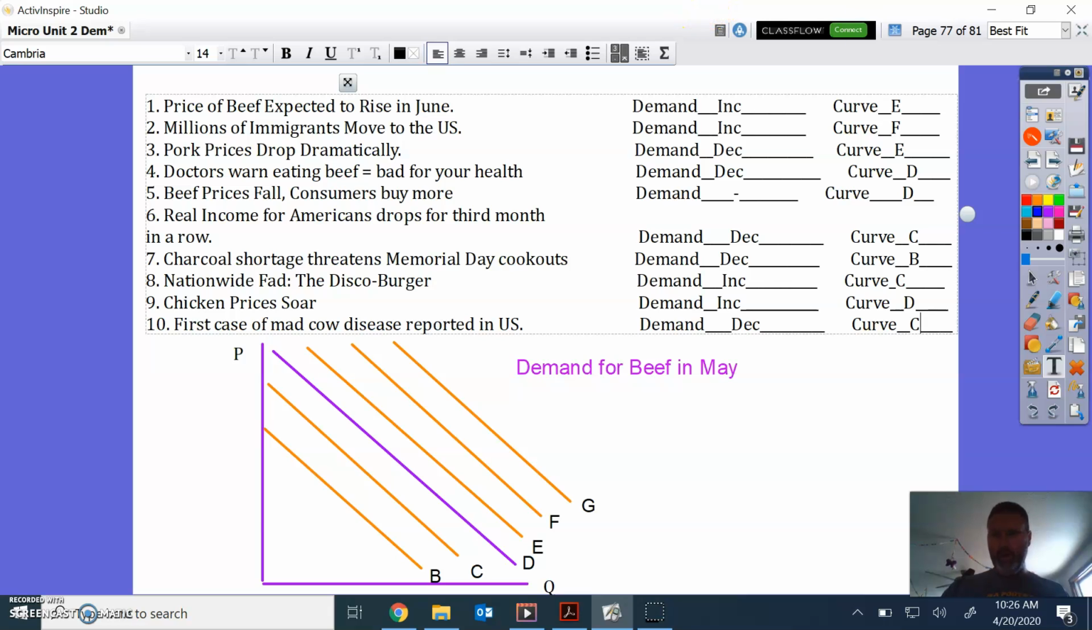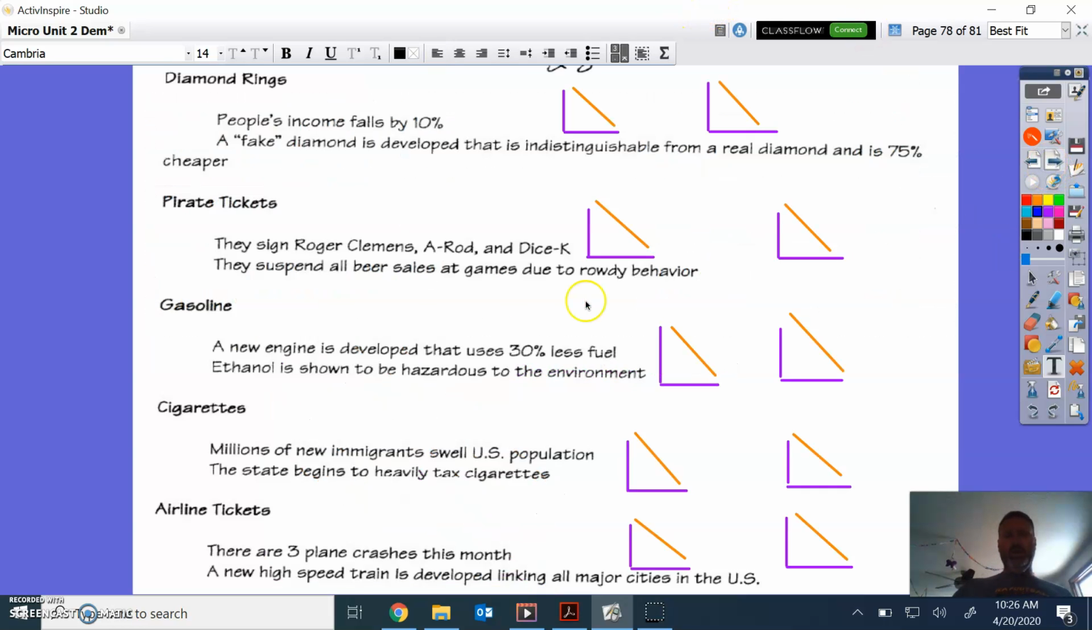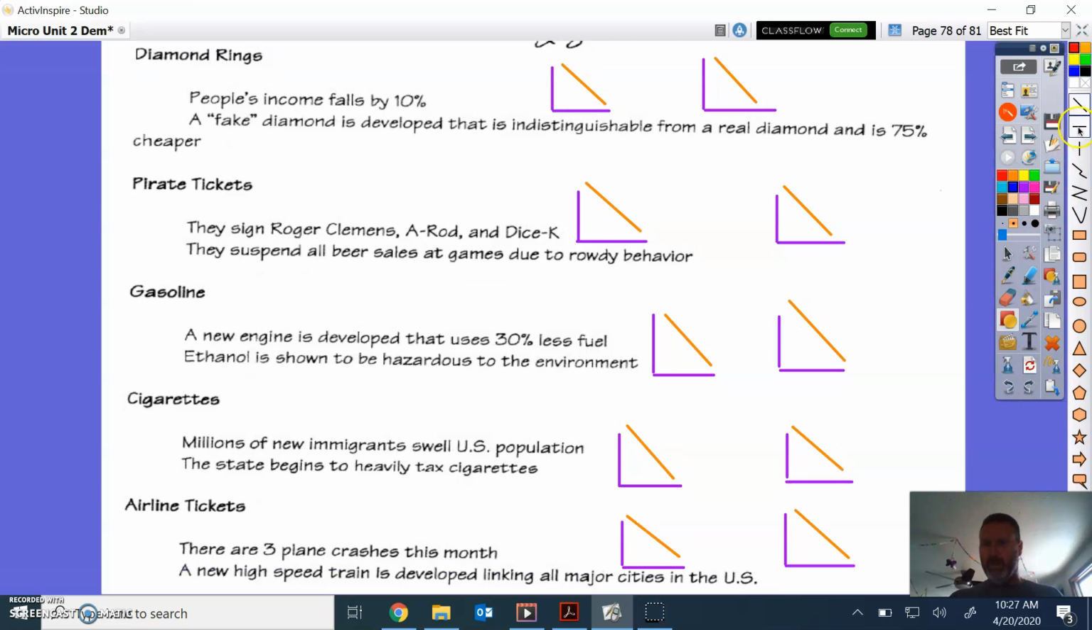Okay? One more set of practice here. I've got some old examples here. I just cut and pasted this out of an old packet that I had. We're just going to move the curve. We're not going to talk about what it is. Okay, so let me find a new color. Okay, here we go. Orange is the original line. My red will be the new line. People's income falls by 10%. Less money. Okay, demand moves in.